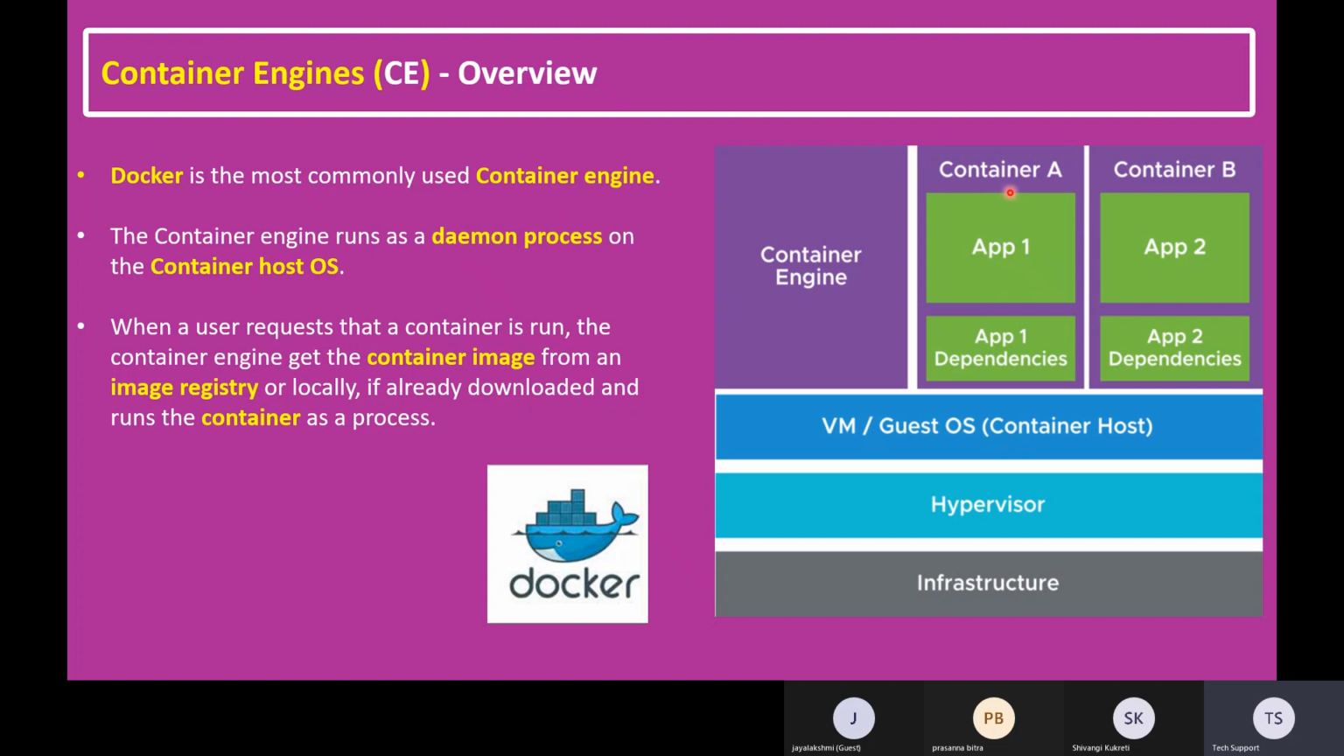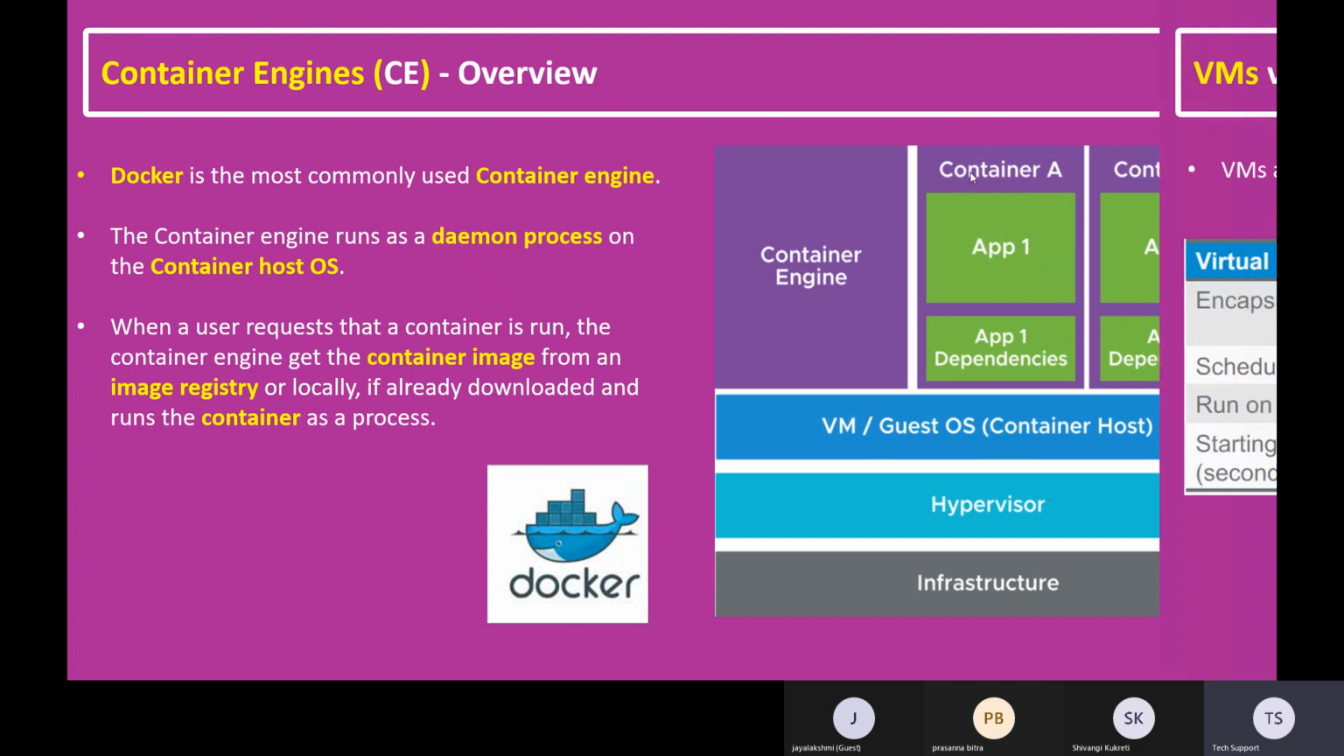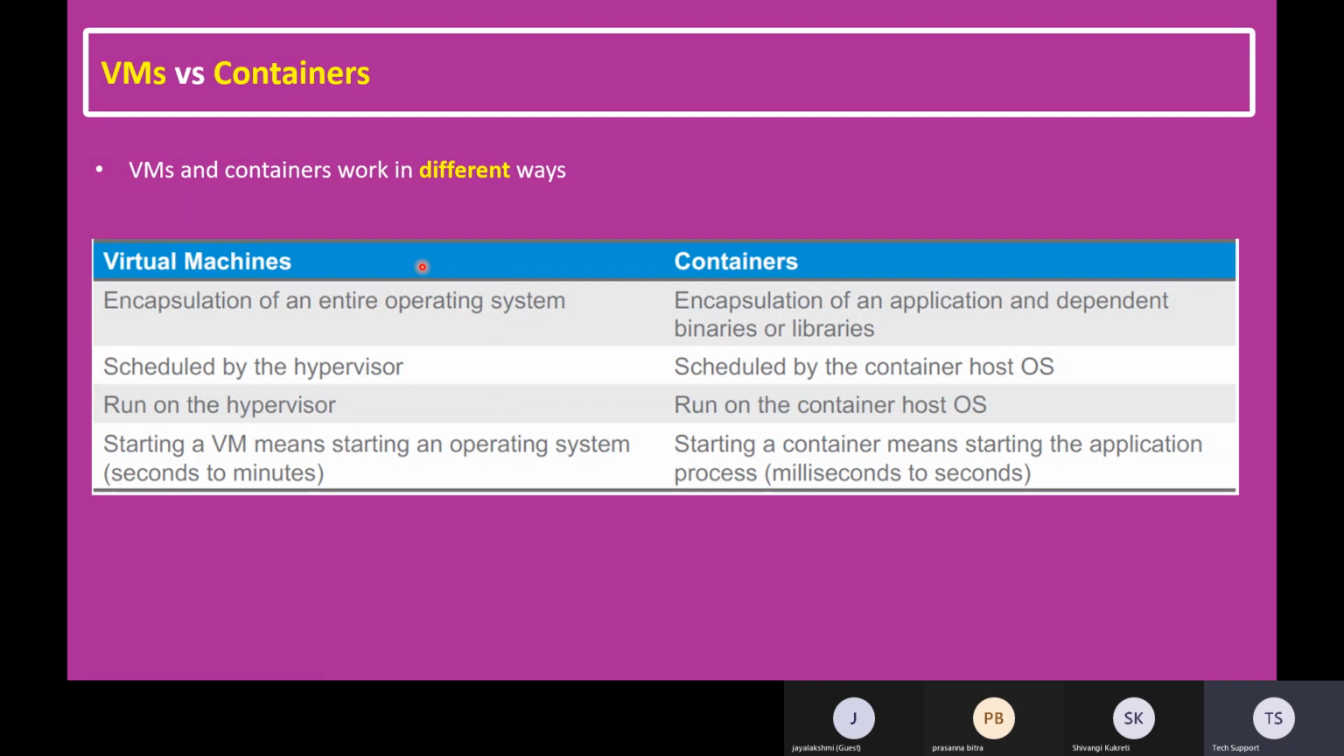Okay, now we'll compare the difference between a virtual machine and a container. Here are the high level differences: virtual machines and containers work in different ways. A virtual machine, as we know, is an encapsulation of an entire operating system, that means a group of files: VMX, VMDK, and VRAM file. But a container is an encapsulation of an application and its dependent binaries or libraries.